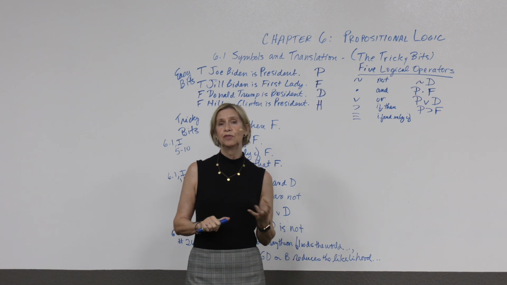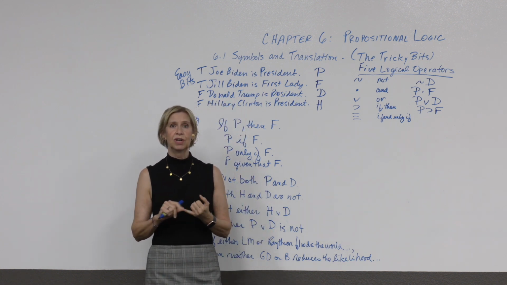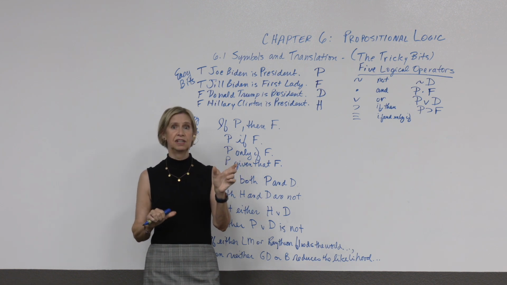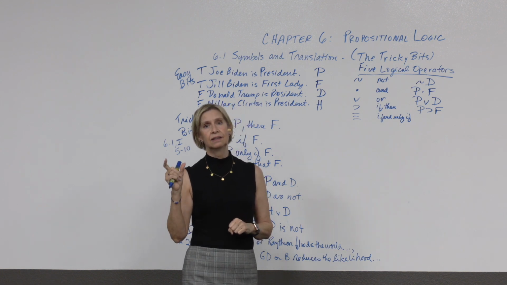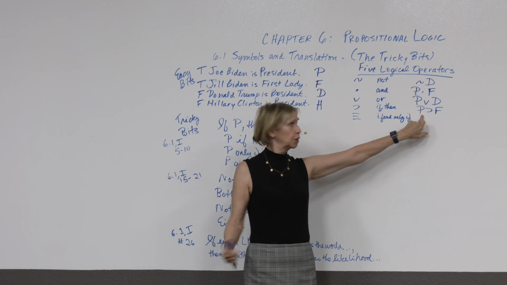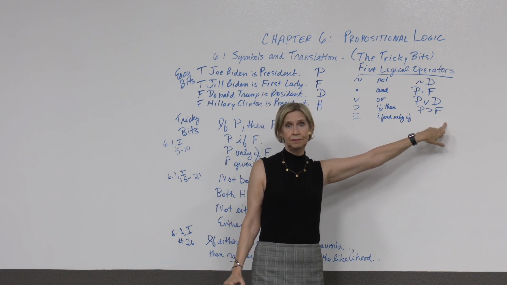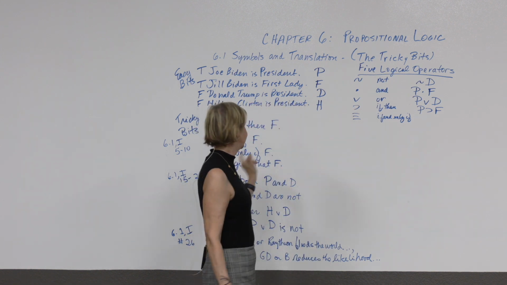You may remember from 1.2 that a conditional statement is broken up into the antecedent, the if part, or sufficient condition, and the consequent, the then part, and that contains the necessary condition. So if Joe Biden is president, that's sufficient for knowing that Jill Biden is first lady, okay? All right, more about that in just a minute.